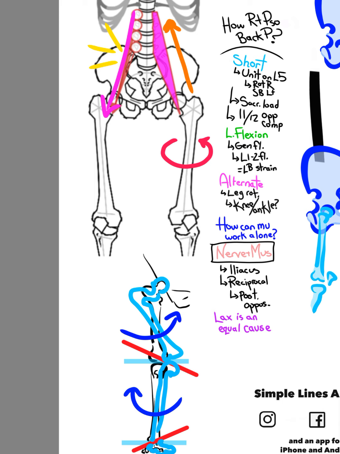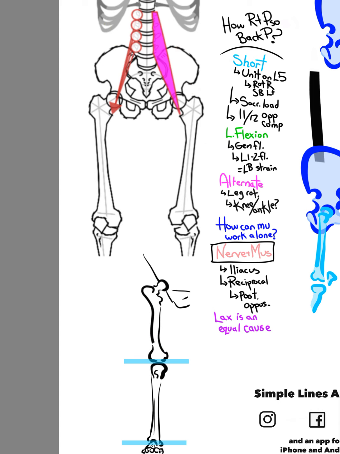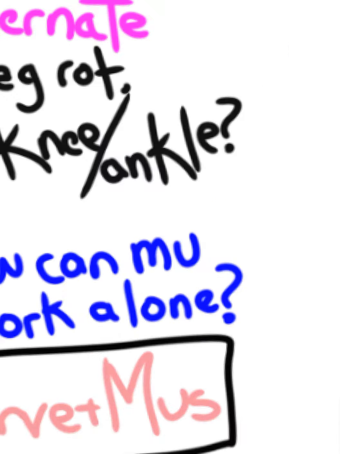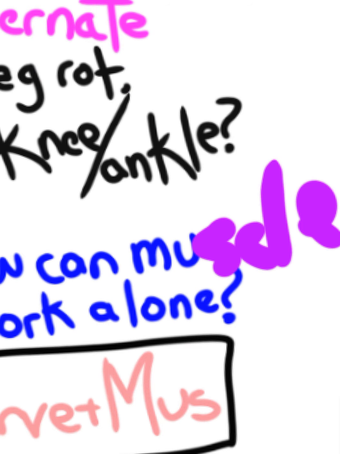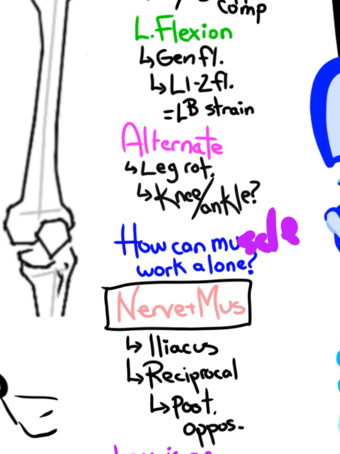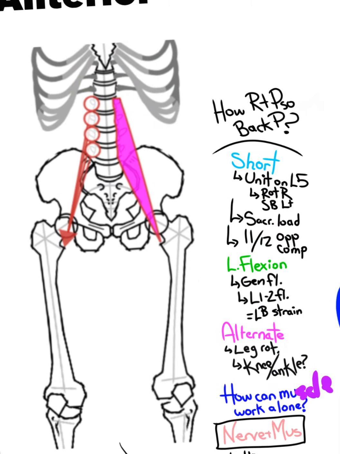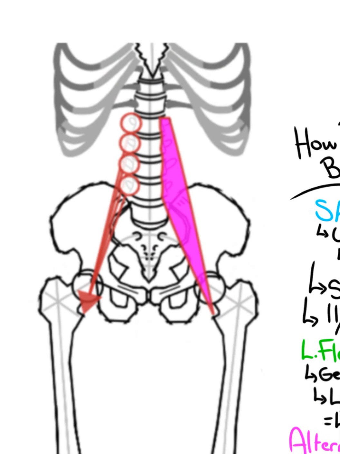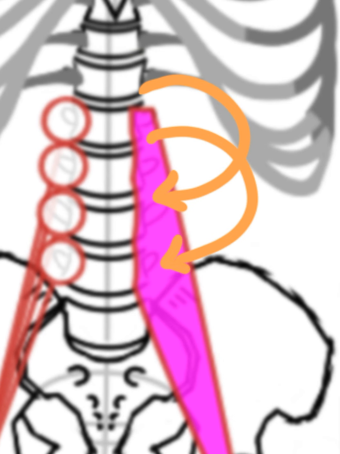Okay, now I've got another one for you. So let's clear this off. How can one muscle work alone? It can't. By definition, a muscle requires a nerve to contract. That is very necessary. Without it, it makes no sense, because muscles have some self-action through muscle spindles and all that, but they do need a nerve at some point to tell them what to do.